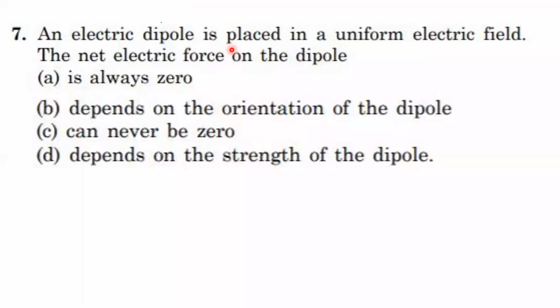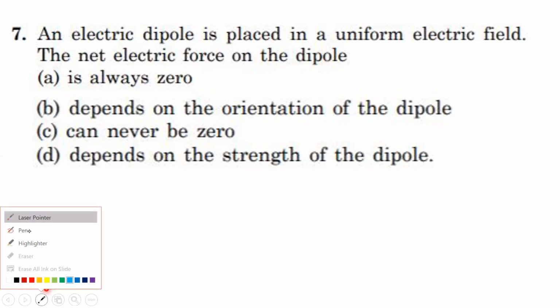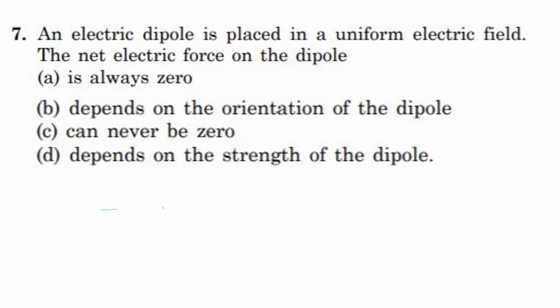An electric dipole is placed in a uniform electric field. The net electric force on the dipole is? When we place an electric dipole in a uniform electric field, let us assume this is the uniform electric field. Uniform electric field means the electric field intensity at each and every point has constant magnitude and direction. So if you place a negative and positive charge separated by a certain distance, it is known as a dipole. So like this, the dipole is there.